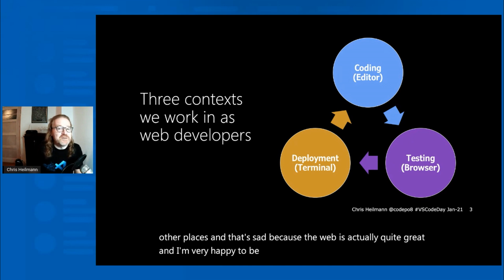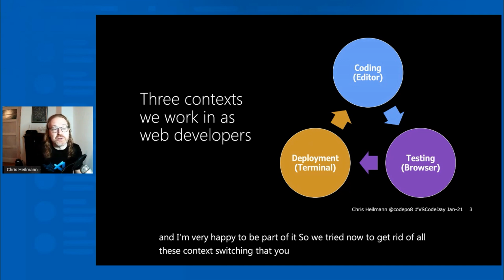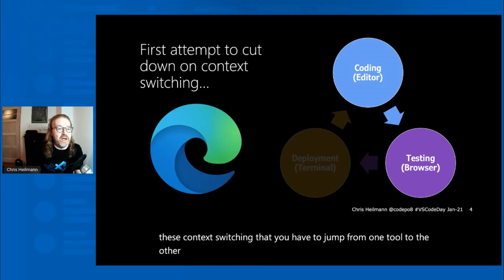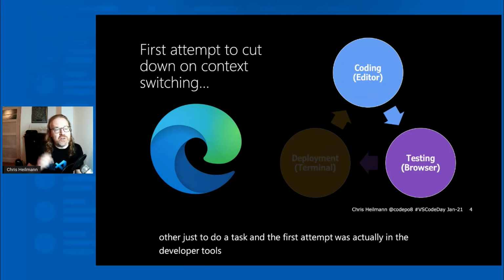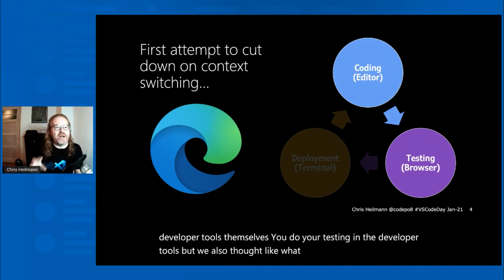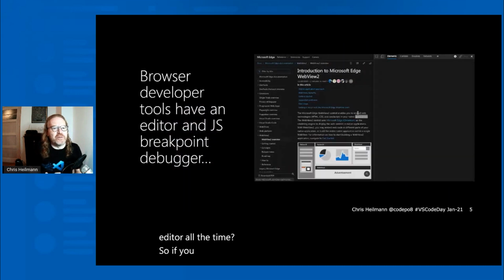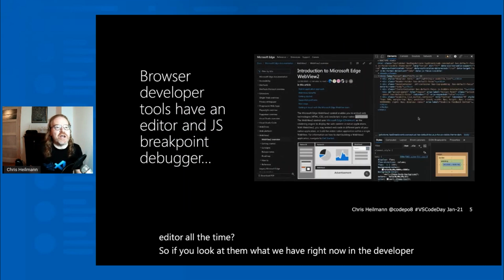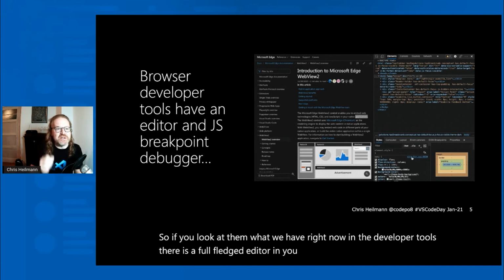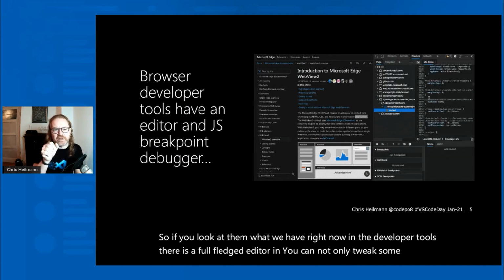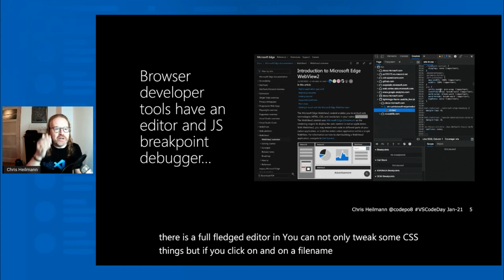So we tried now to get rid of all this context switching, that you have to jump from one tool to the other just to do a task. And the first attempt was actually in the developer tools themselves. Like, you do your testing in the developer tools, but we also thought, like, what about going back to the coding editor all the time? So what we have right now in the developer tools, there's a full-fledged editor in there. You can not only tweak some CSS things, but if you click on a file name of a CSS file, you get into an editor.